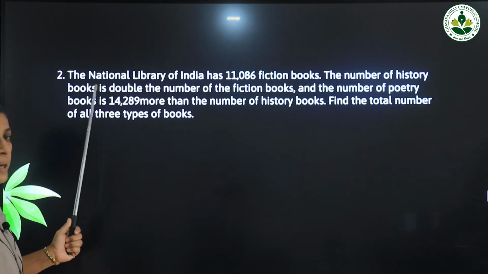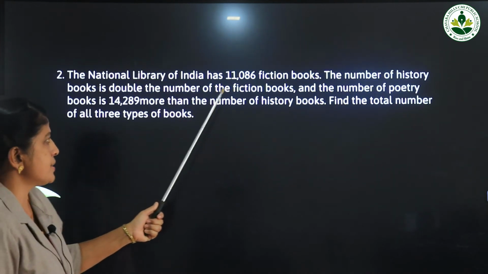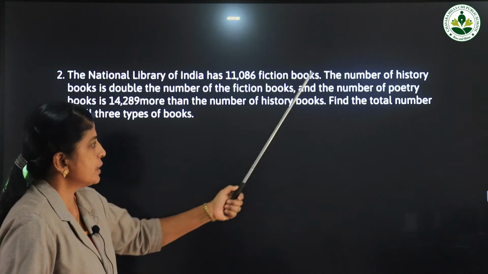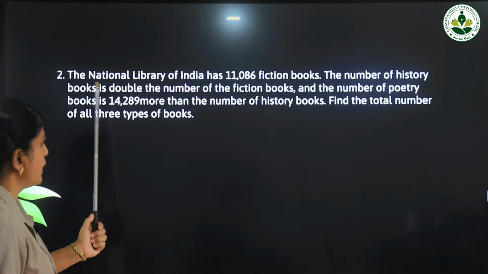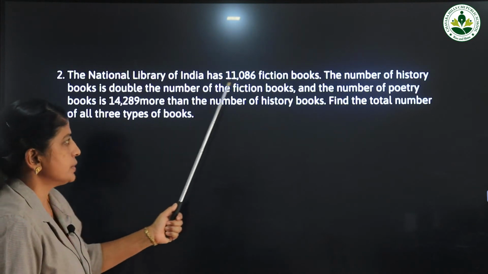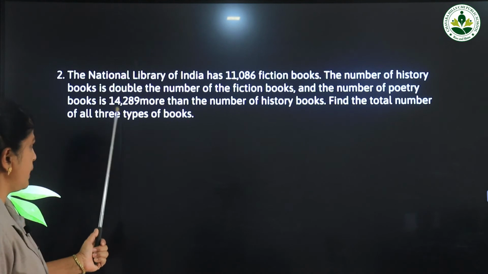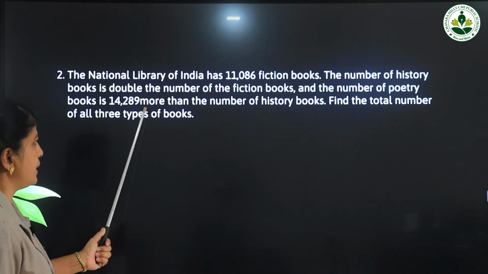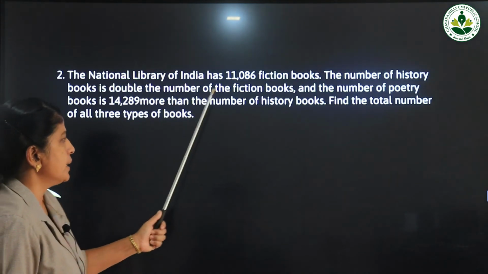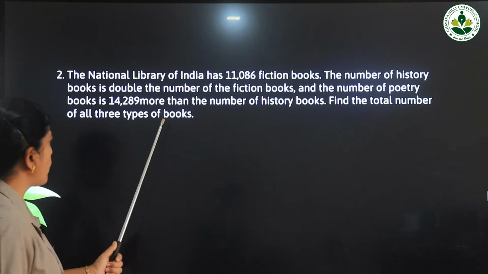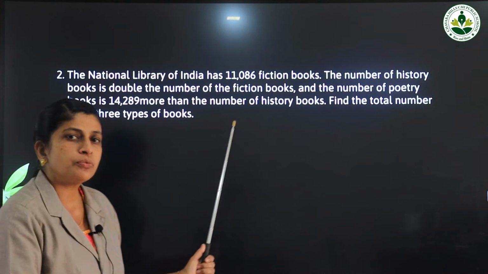The National Library of India has 11,086 fiction books. The number of history books is double the number of the fiction books. And the number of poetry books is 14,289 more than the number of history books. Find the total number of all three types of books.